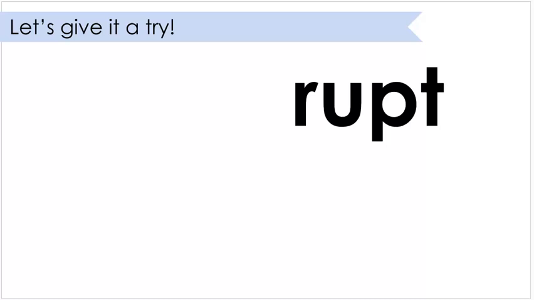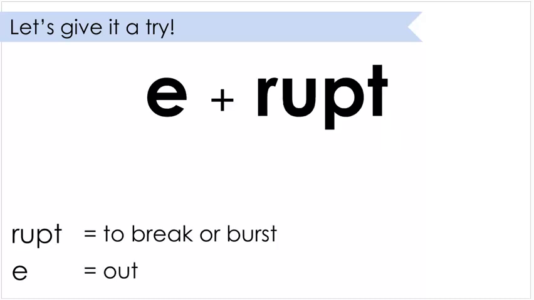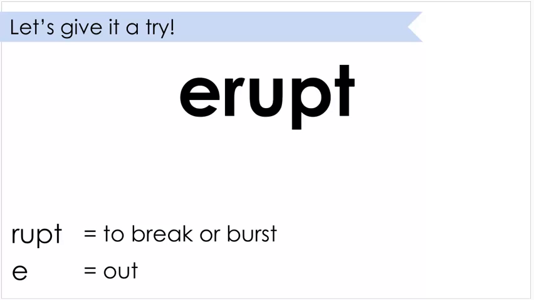Let's try it again. We have our root word rupt, which means to break or burst. We're going to add it to the prefix e, which means out. You know what the new word's going to be? Erupt. I wonder what erupt means. Can you figure it out?